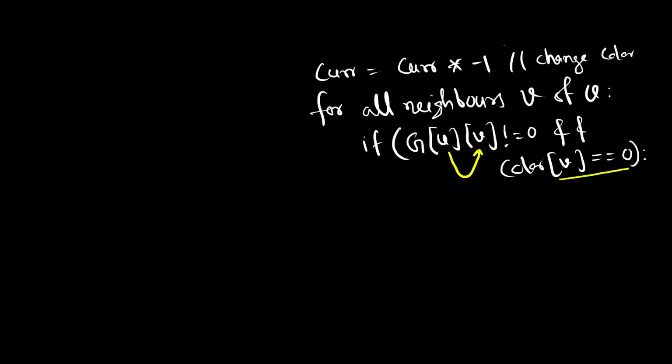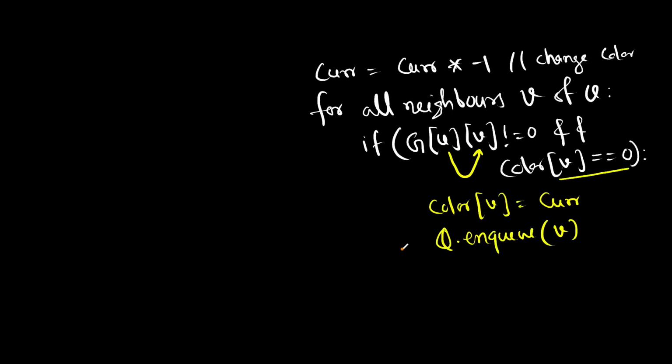So in case there is no color, what can we do? We can mark color on this particular vertex. So you can make color[v] equal to current, and you know current has been changed already, right? And then you can enqueue this particular vertex. So I hope you understood this.